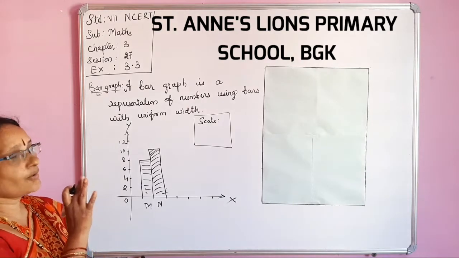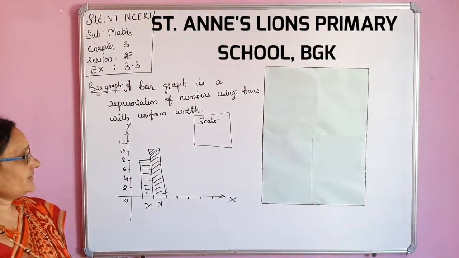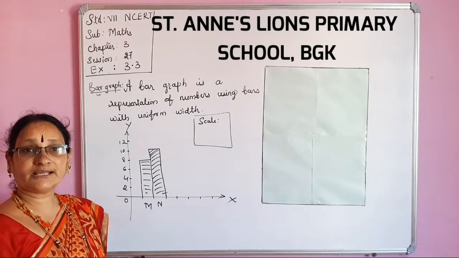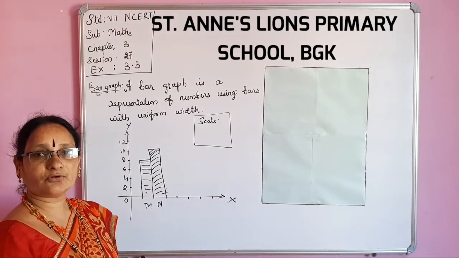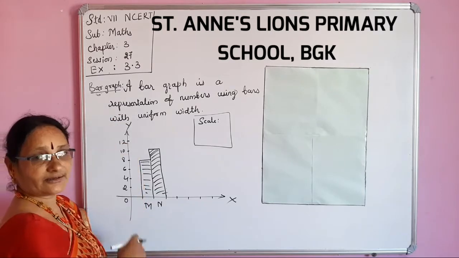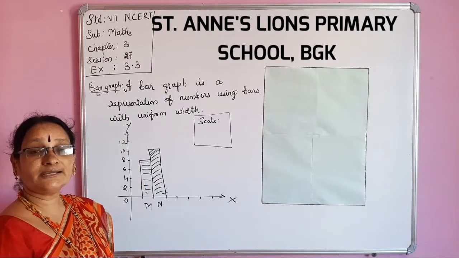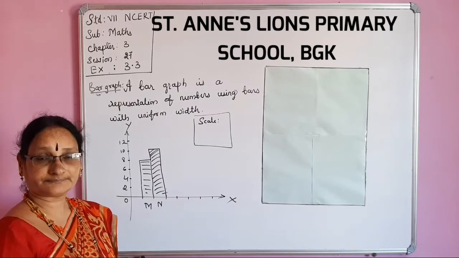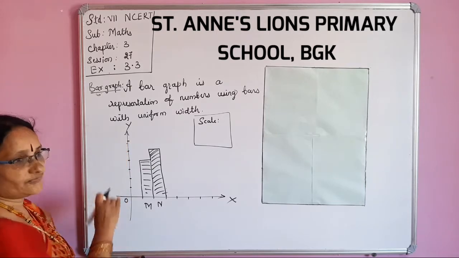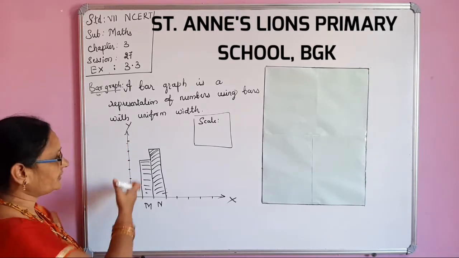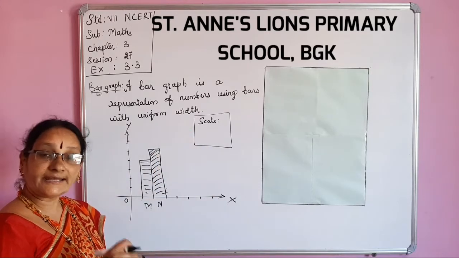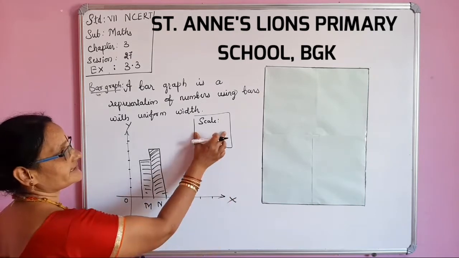I have given that. Now, how to choose the scale? If the numbers are in units, for example 1, 2, 3, 4, 5, 6 up to 9, this can be written easily. But if they are in terms of tens and hundreds, instead of 2, if it is 20, 85, we cannot show them in the graph sheet. It's not sufficient for us. So at that time, what do we have to do? We have to choose the scale.